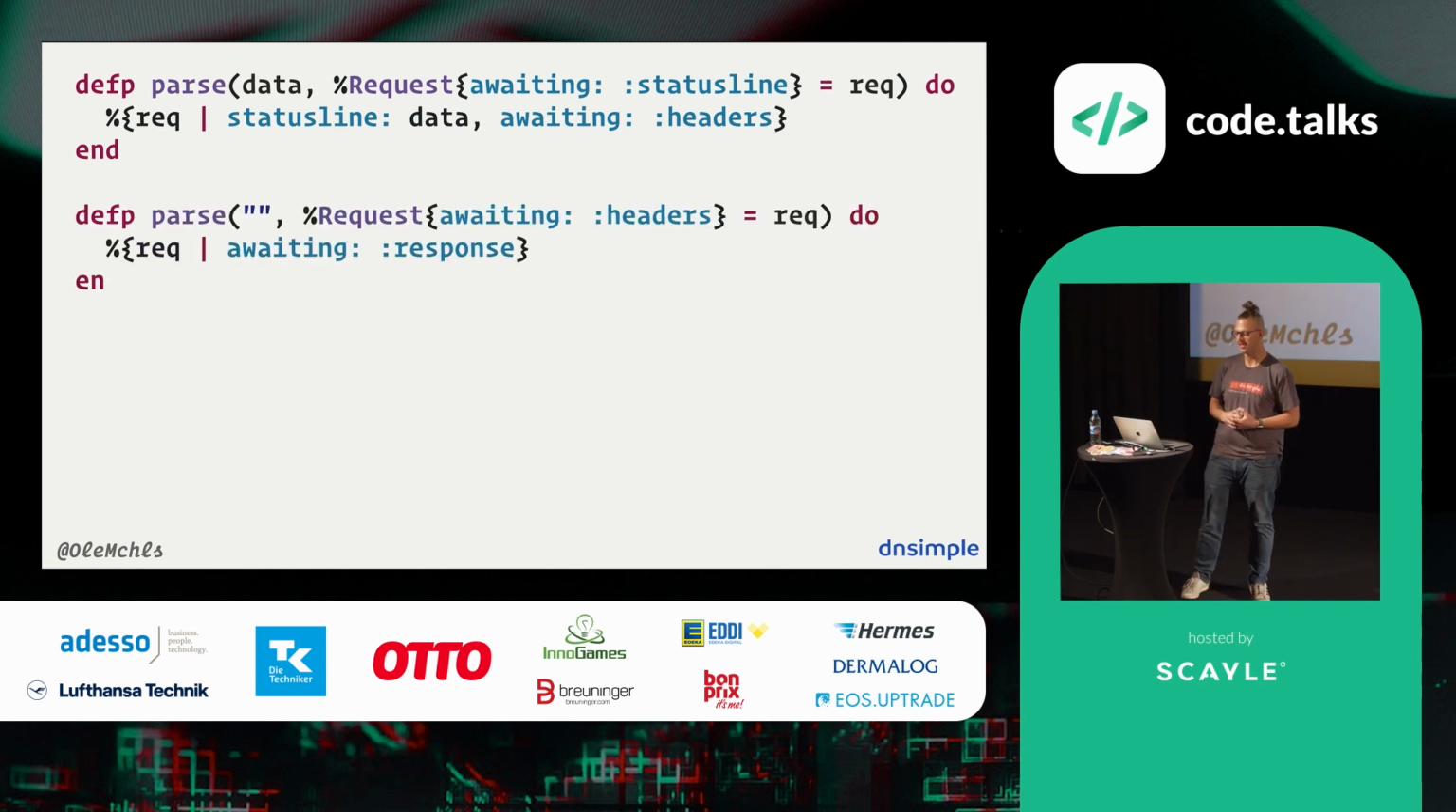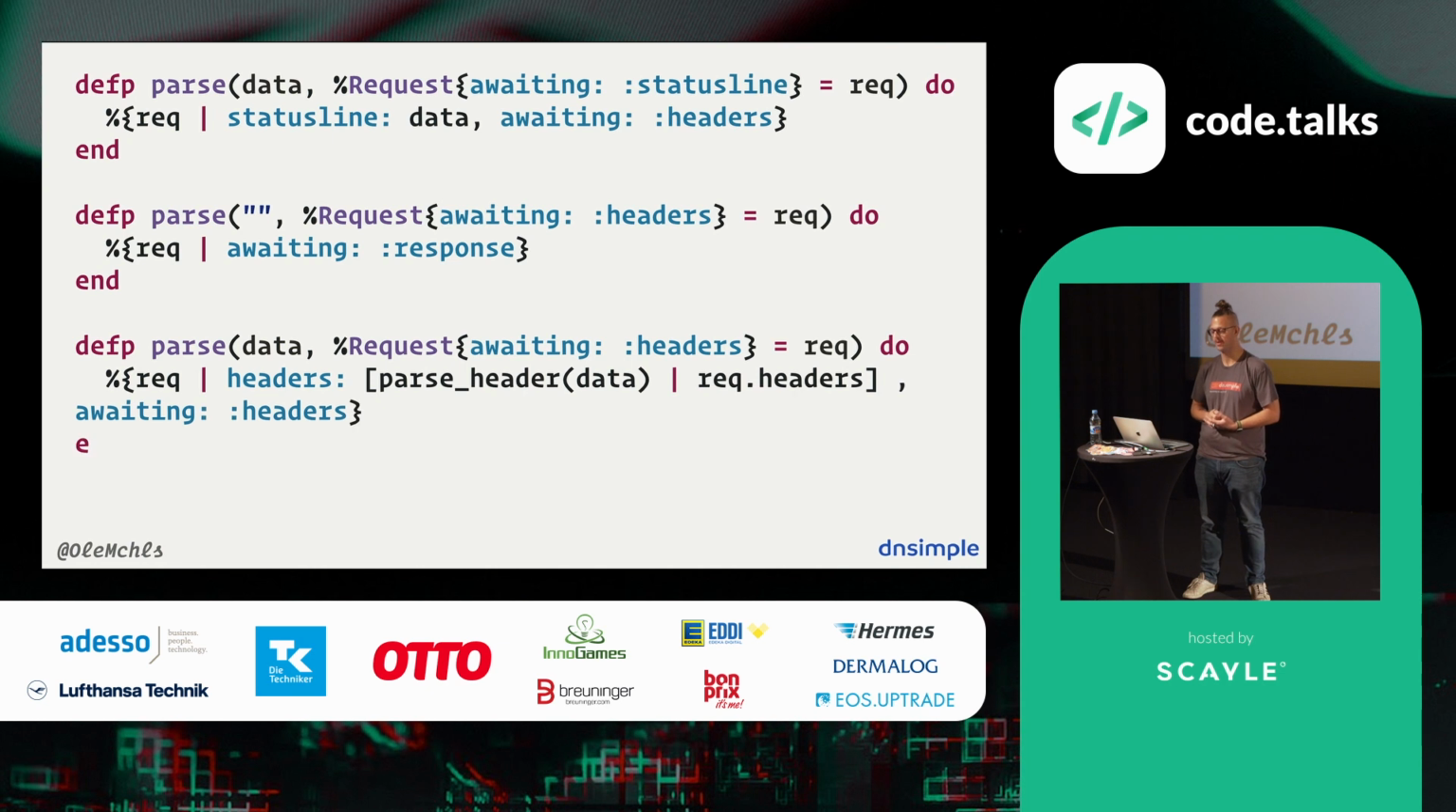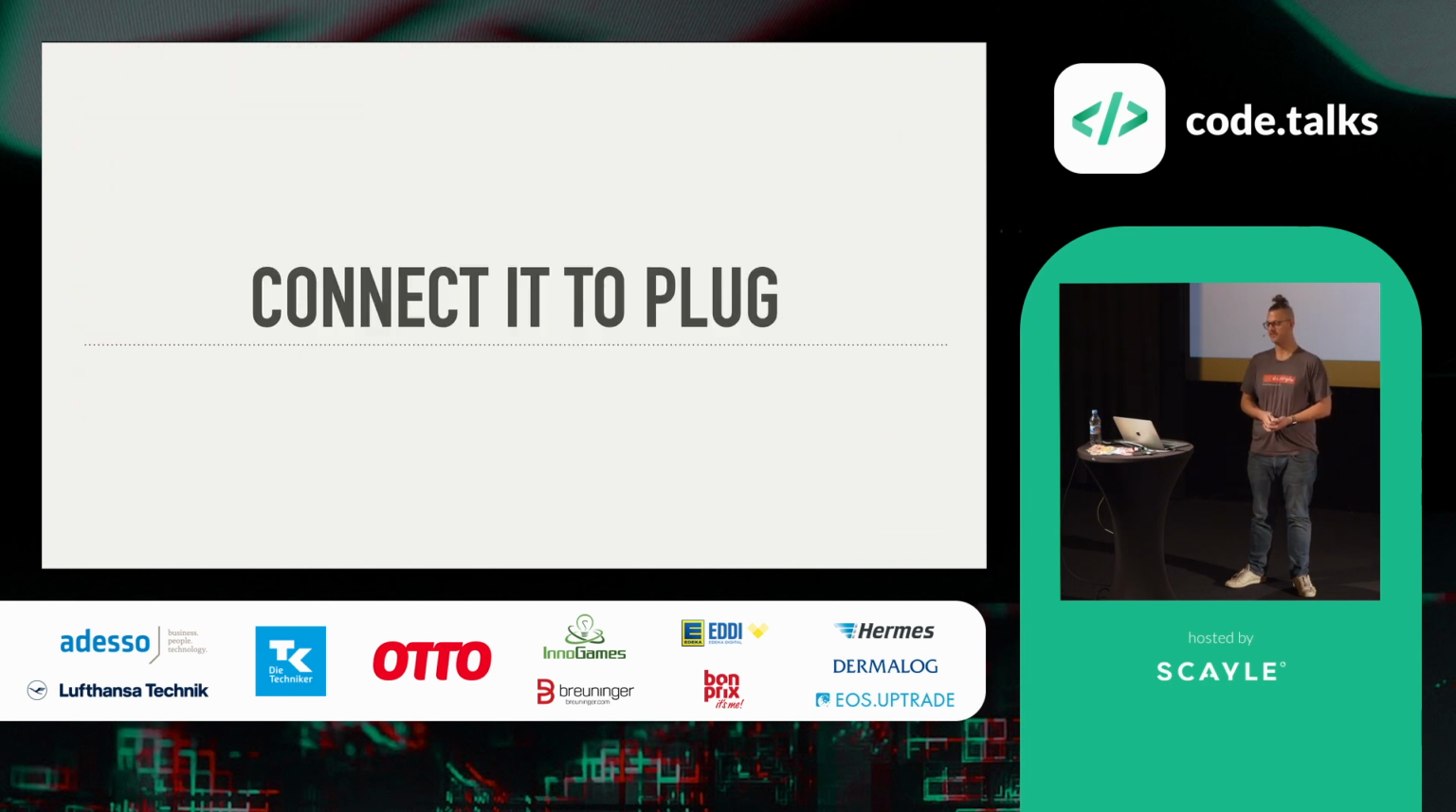So continue parsing. If we receive empty data but we're awaiting headers, we know that we can move ahead in our state machine. We don't await any more headers because there are no more. So we set the next awaiting thing to actually send out the response. And then we have the case where we're awaiting headers and there is data. So we just parse out the data, parse headers. It's basically just splitting into key value pairs, ignoring the internal data structures of that. And we're awaiting more headers. So that's the web server part.